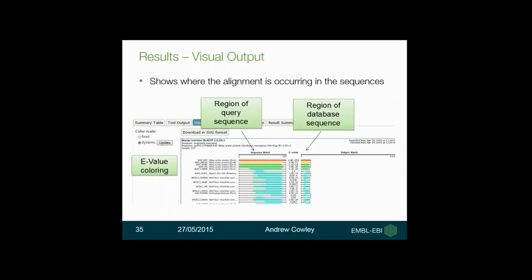On the very left we have a control which changes the coloring scheme between either a dynamic scheme where the colors are shaded according to the range of e-values in your results, or a fixed scheme which sets them according to fixed values. And at the bottom of the page, it's not shown here, there's a little color scale so you can correlate that with e-values.